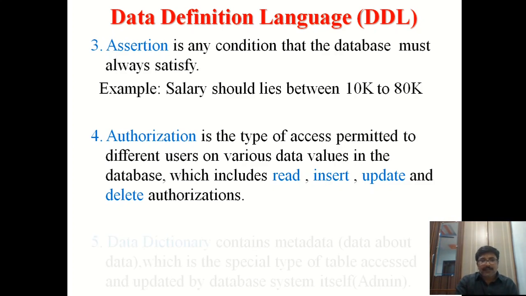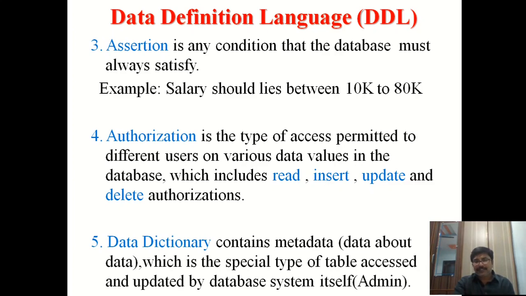And the next one is data dictionary. It is a special type of table which contains metadata. Metadata means data about data. This is a special type of table. It can be accessed and updated by the database system itself, that is, the administrator. So simply we can say an example. We have a Dexter. Dexter is the data, and what is the length of this Dexter, and what is the width of this Dexter, and what is the material we have to use to manufacture that Dexter. So this is data about data.